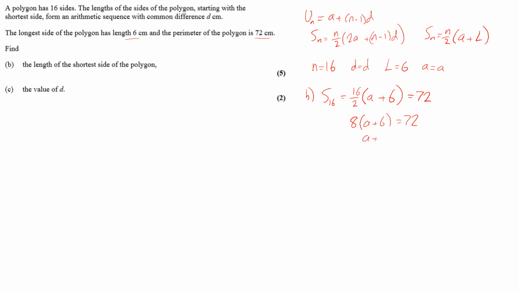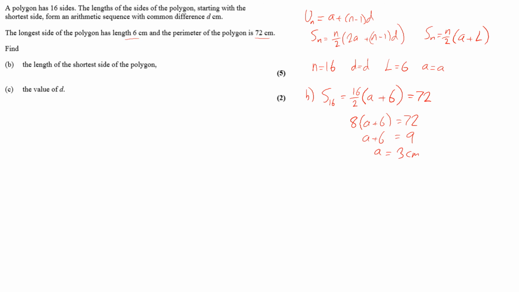Divide by 8. A plus 6 equals 9. Take away the 6. A equals 3. So the shorter side of the polygon is 3 centimeters long. Secondly, we're being told to find the value of D. Now, a couple ways we could do this.